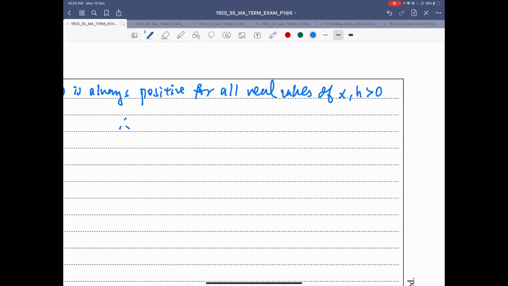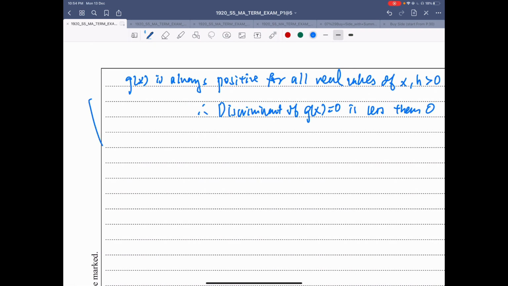Therefore, what we can know is that the discriminant of g(x) equal to 0 is less than 0. Why? For example, if the graph is like this and it is always positive, then does it touch the x-axis? No, there are no real roots, right? So the discriminant of g(x) is less than 0. This is the rationale behind it, okay? No real roots for g(x) equal to 0.